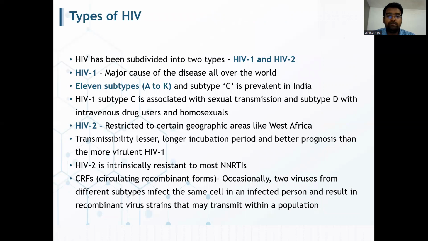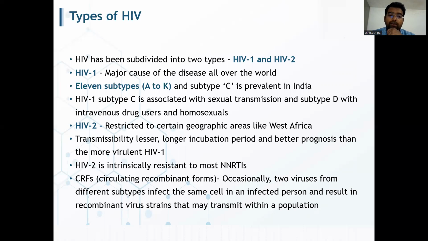Types of HIV have been divided into two types, one and two. One is the major cause of disease all over the world. 11 subtypes are present of type 1, A, B, C, D, E, F, and so on till K. Subtype C is most prevalent in India. HIV-1 subtype C is associated with sexual transmission. Subtype D is mostly associated with intravenous drug abusers and homosexuals.